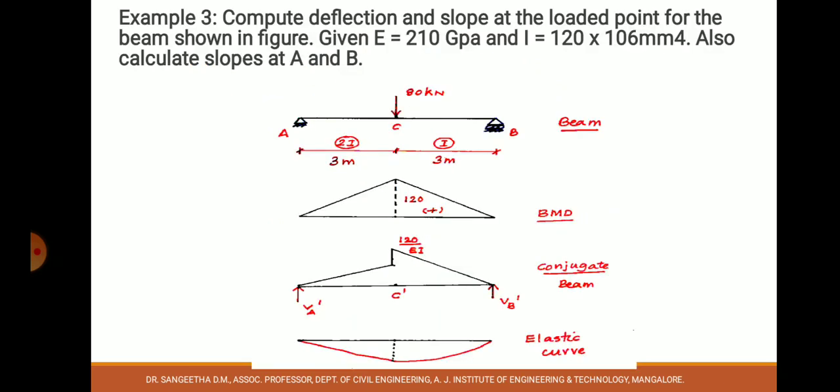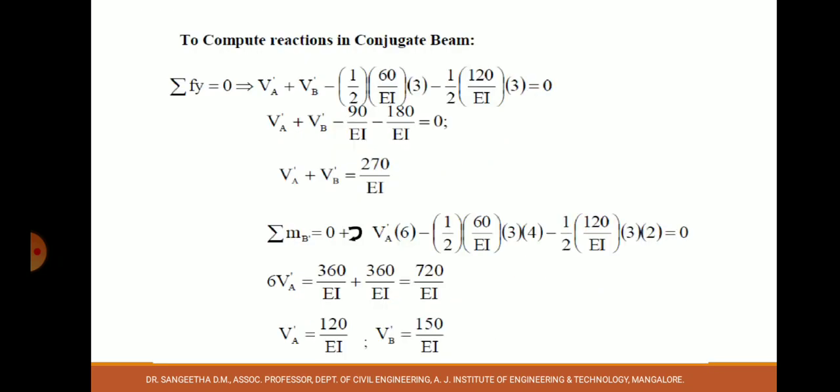Then take moment about any one point, either A dash or B dash. I am taking moment about B dash. VA dash into 6, this is clockwise. Then this triangle, the small portion AC in this region, half into base 3 meter into 60 by EI, and its CG distance is 3 plus 1/3 of 3. So 3 plus 1, it becomes 4.